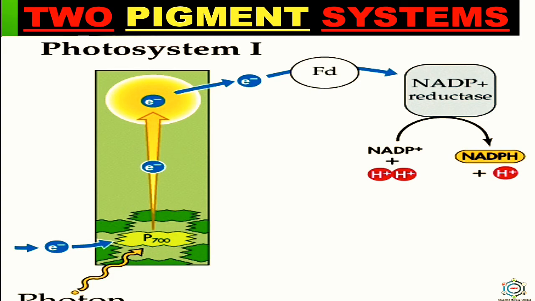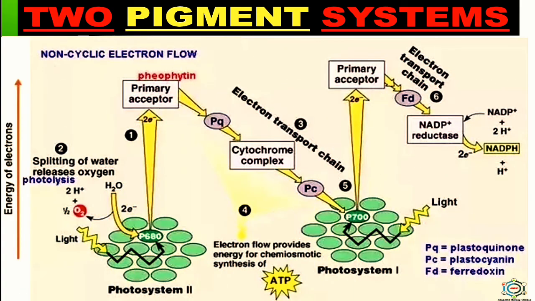Besides P700, photosystem first consists of 200 to 400 chlorophylls, 50 carotenoids, and 2 iron-containing proteins similar to ferredoxin, called FeS proteins. The FeS proteins are the primary electron acceptor of photosystem first. So, pigment system first has more chlorophyll A molecules as compared to chlorophyll B molecules and carotenoids.